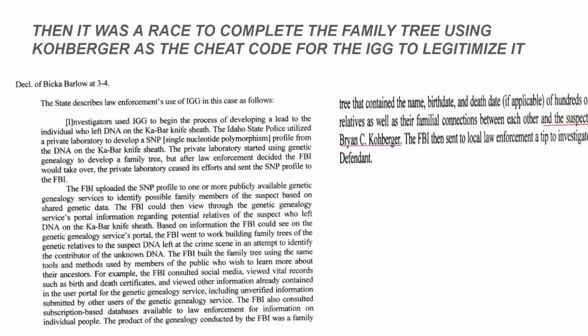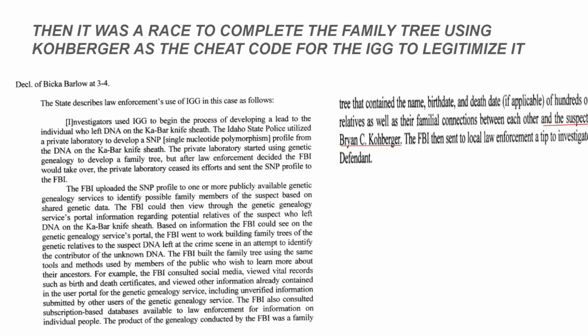The FBI could then view, through the Genetic Genealogy Services portal, information regarding potential relatives of the suspect who left DNA on the K-bar knife sheath. Based on information, the FBI could see the Genetic Genealogy Services portal. The FBI went to work building family trees, plural, of genetic relatives to the suspect's DNA left at the crime scene in an attempt to identify the contributor of the unknown DNA.